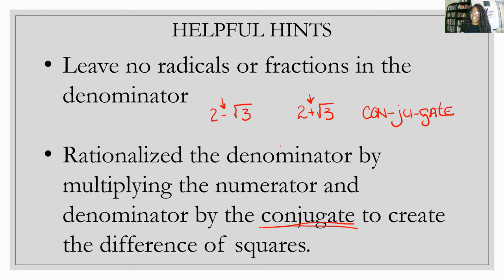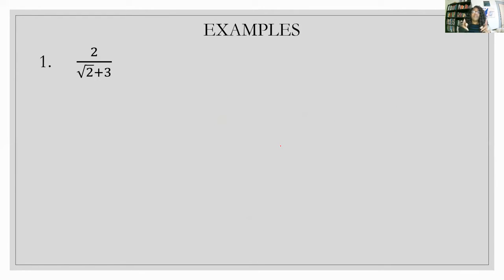Let's look at examples so you can see exactly what I'm talking about. So we're looking at our first example, which gives us 2 divided by the square root of 2 plus 3. I have a binomial in the denominator, and I also have a radical. So I can't just multiply the numerator and denominator by the square root of 2. The reason why is I still got this plus 3 in the mix, okay?